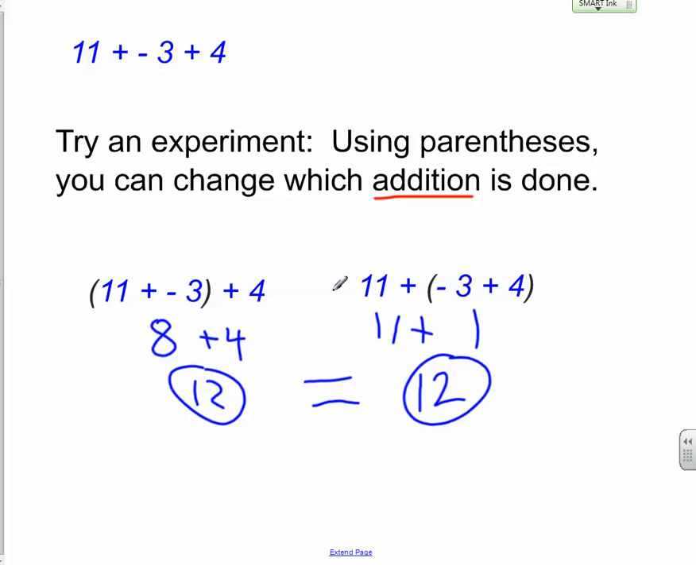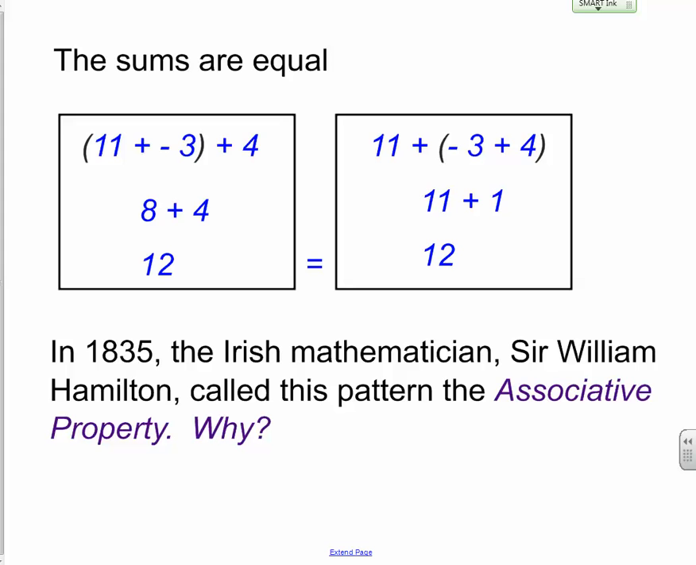Does it matter if I associate my 11 with negative 3 first or my 4 with negative 3 first? And what we found is that it did not matter, because this is 8 and 8 and 4 is 12. This is 1 and 1 and 11 is 12. So the order doesn't matter, which is pretty cool because that leads us to another property. Way back in 1835, there was an Irish mathematician, Sir William Hamilton, and he decided to call this pattern the associative property. And why did he call it that?